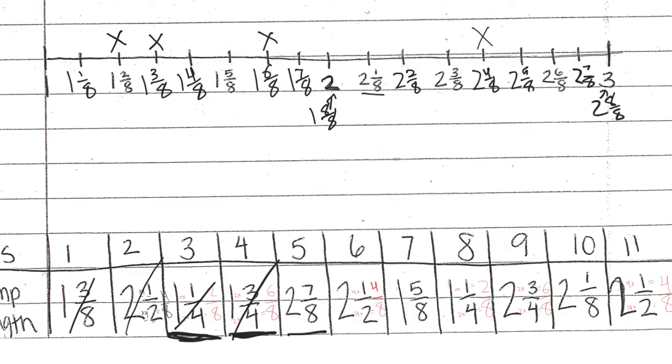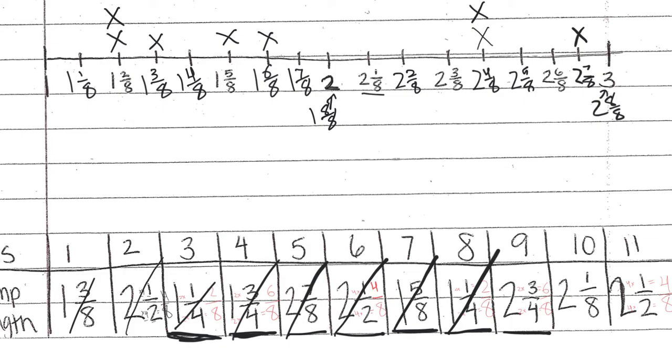The next one is 2 7/8. That one did not need a fraction equivalent because it was already in eighths. The next one is 2 4/8. Oh, we've already done that one, so that one gets 2 x's. This next one is 1 5/8. Find it on the number line and put an x. The next one is 1 2/8. Find that one, right? Ooh, that one gets 2 x's too.